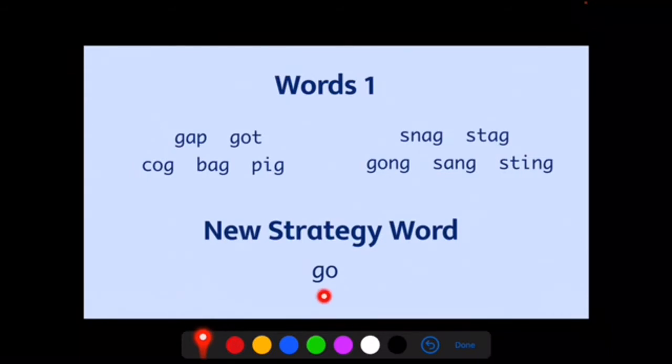We also had a new strategy word, and it's another little word that is written like a syllable. Go.